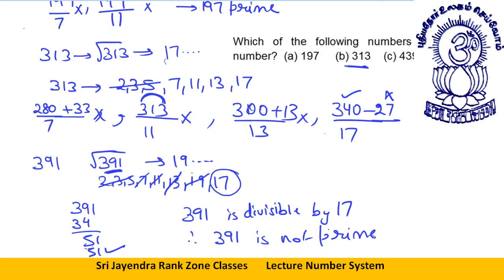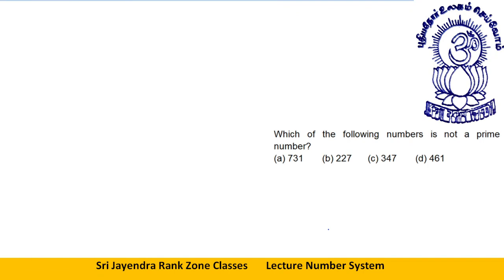Okay, let's take one more of this type. Which of the following is not a prime? 731, 227, 461. See, first of all, the rule is, none of them ends with 2, 4, 6, 8, 0, 5. That is the last digit. It has to be 1, 3, 7, 9. Nothing else. Okay. Then the other thing is, let's divide by 3.